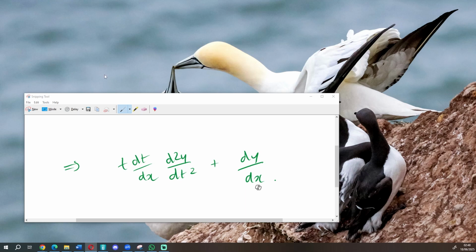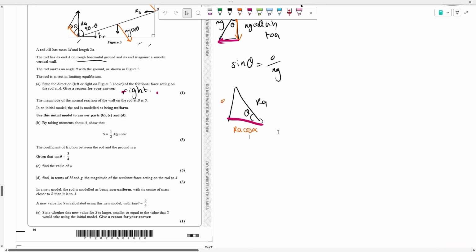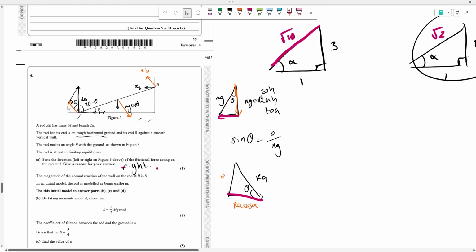Oh no, my OneNote crashed. Oh, there we go, it's back. Too much writing. It does that sometimes. Anyways, where were we?